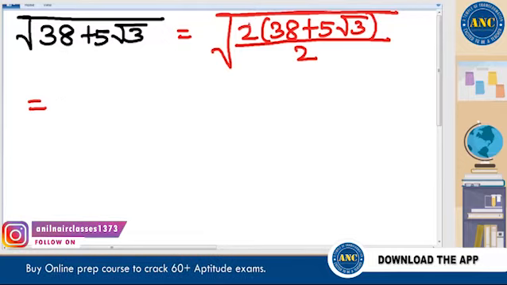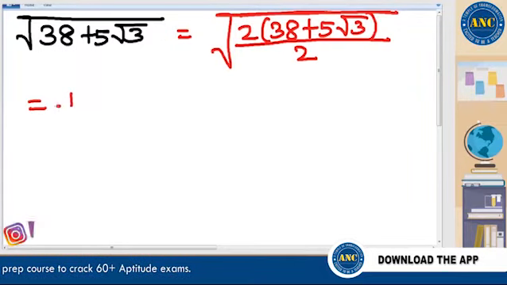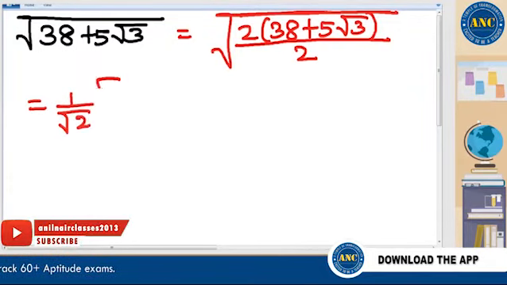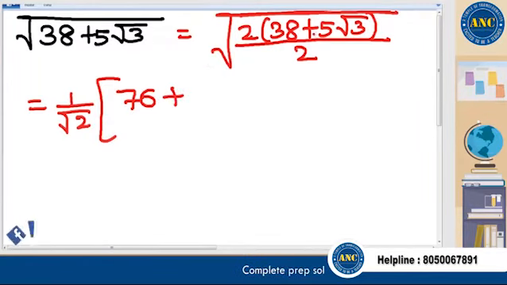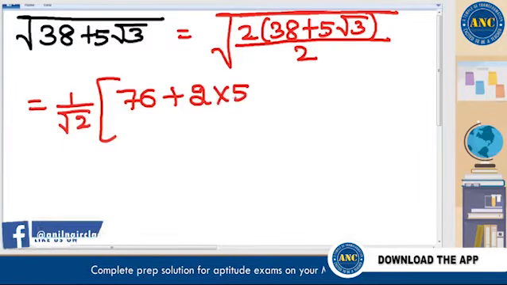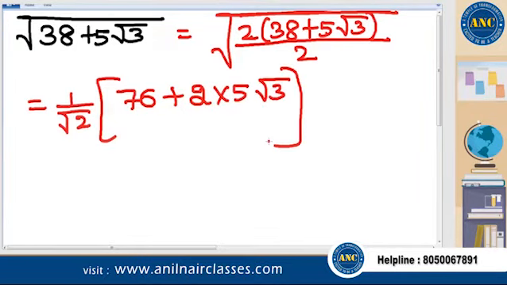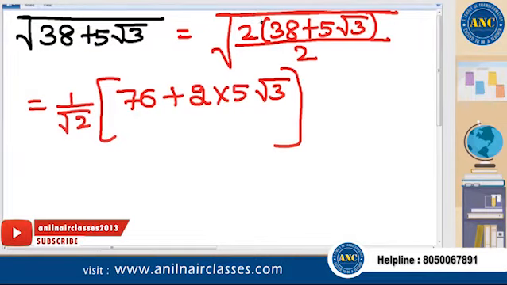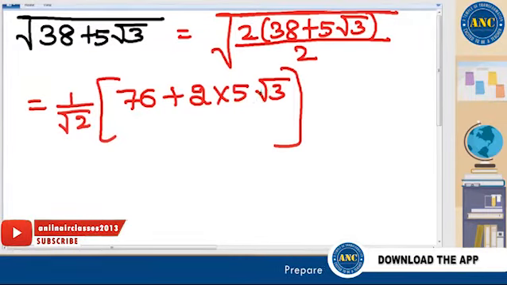Now, my question becomes 1 by root 2 will be taken outside. 2 into 38 is 76. 2 into 5 is, okay, let me write it as 2 into 5 root 3 itself. Check it out, sir, if you want. Can I say that 2 into 5 root 3 is what I wrote here?